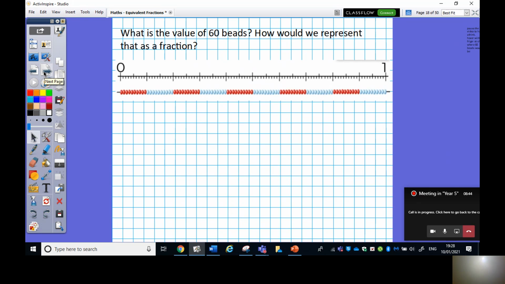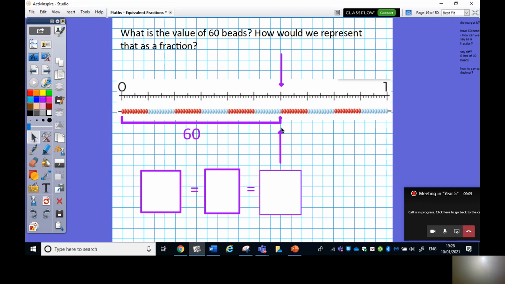Now, what is the value of 60 beads and how could we represent this as a fraction? So you can pause the video if you want to try and work it out, and then I'd like you to place your finger over where you think 60 beads may be. Unpause it when you're ready. Good, so this is where 60 would be. How did you get it? Now, we have 60 beads here. How can we say this is a fraction?